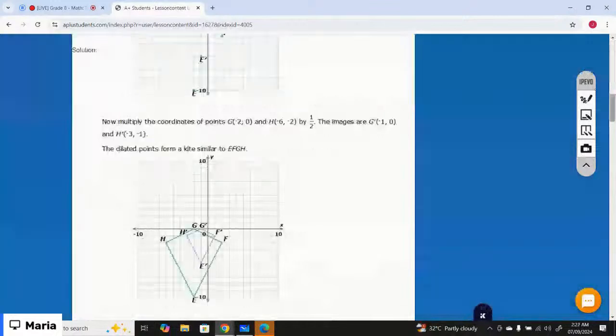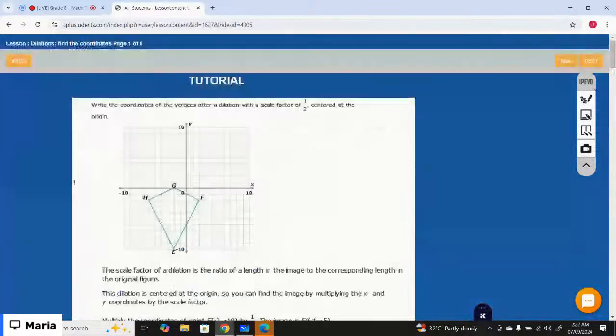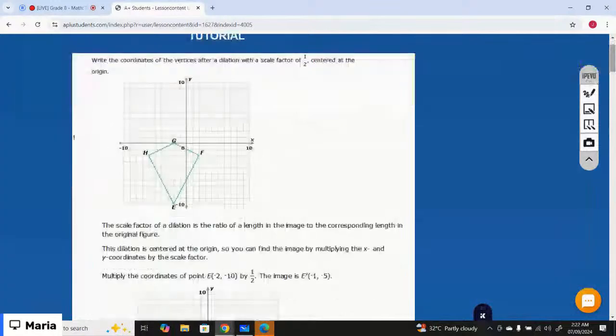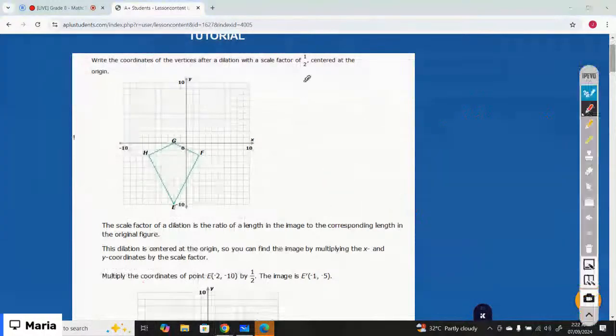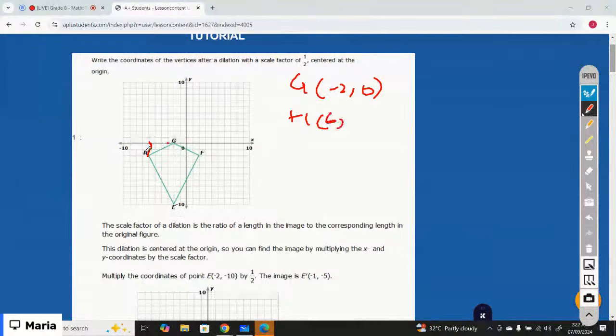Just look at this figure, right? Write the coordinates of the vertices after a dilation with a scale factor of 1 by 2. So the scale factor is 1 by 2. That means you are dividing all the vertices by 2, right? So just look at the vertices. For G, they are negative 2 and 0. For H, they are 1, 2, 3, 4, 5, 6 and negative 2. Negative 6 and negative 2.